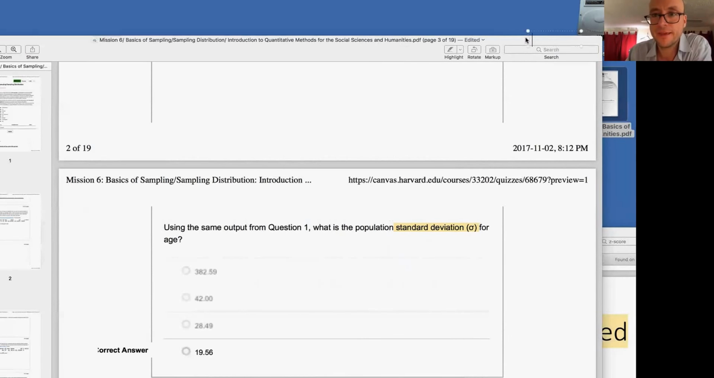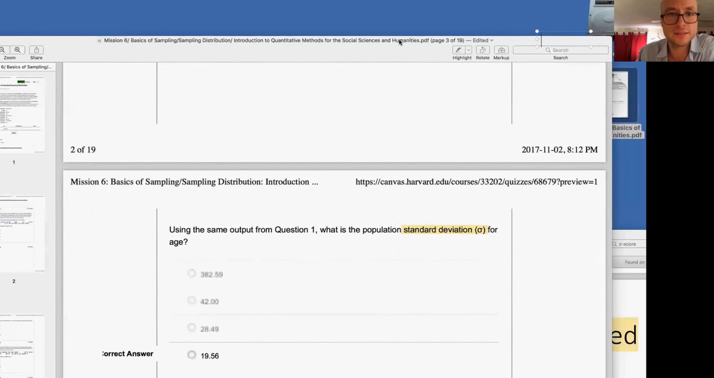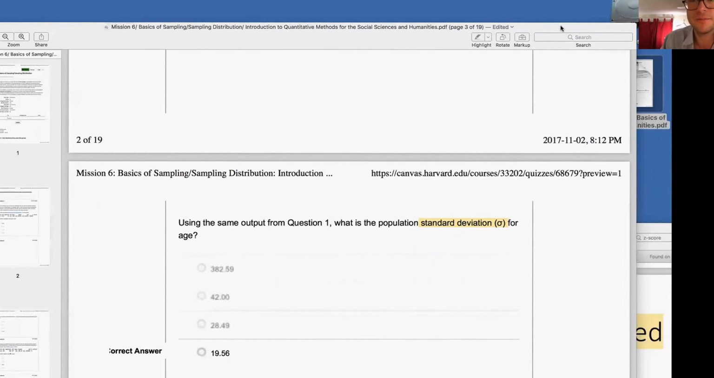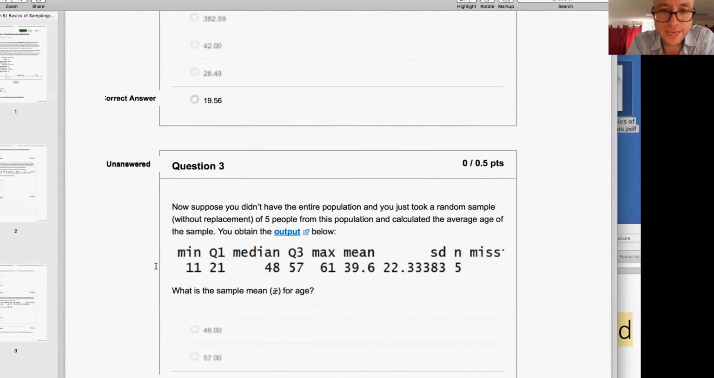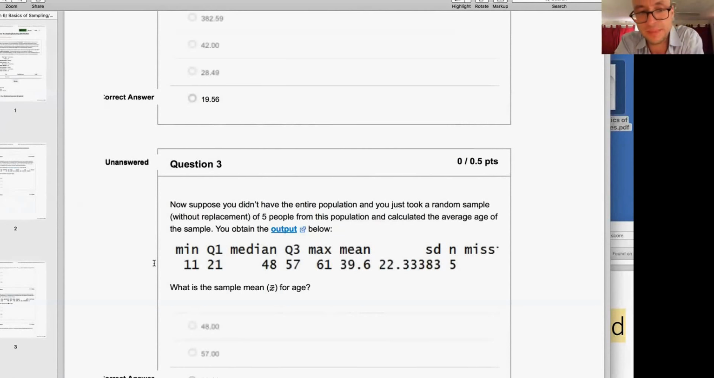But like everything in life, things cost money, so you are often going to be tasked to do an analysis that will not have a full population. And this is what we do in question 3. Now suppose you don't have the entire population and you took a random sample without replacements of 5 people from this population and calculate the average age of the sample. Technically, it doesn't matter if you take one random sample of a population, whether it's with or without replacements. The point is, you just grab 5 people from the bin.